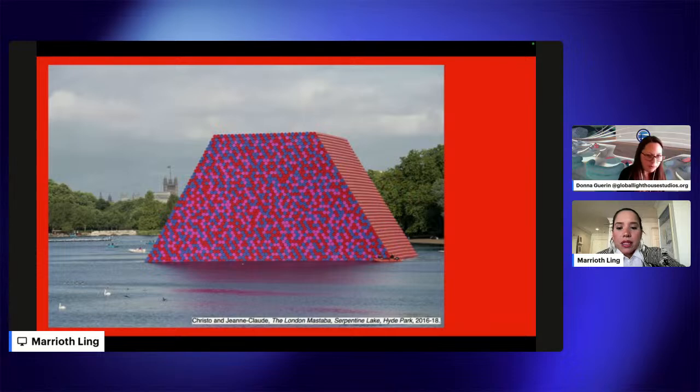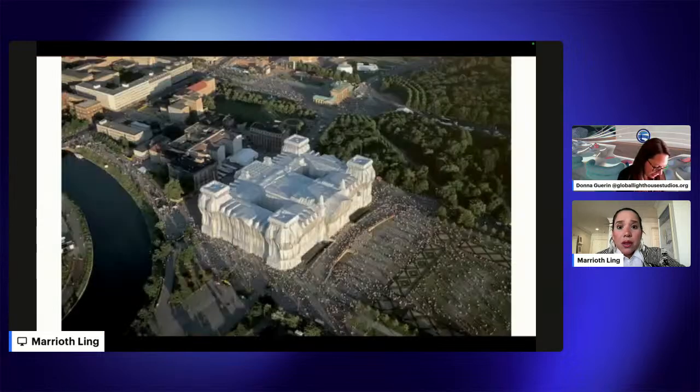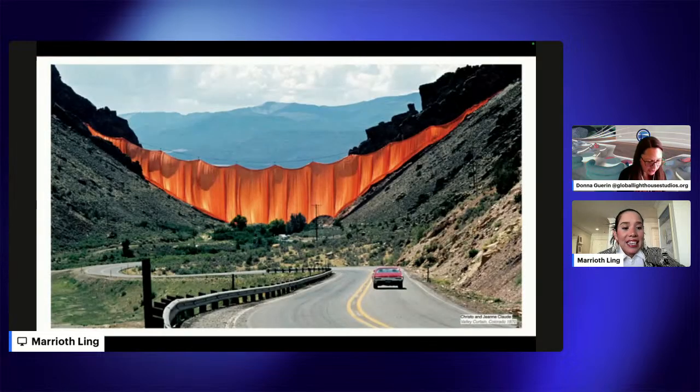Can you go back one second to the one in Colorado, just because that's where I'm located? So I was interested in that one for just a second. Maybe you could talk a little bit about that. It looks like it's on the way to the mountains, but is that supposed to represent some big curtain?